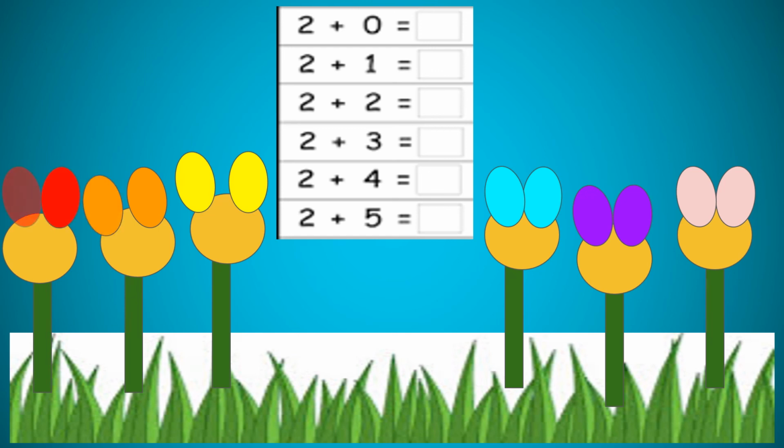Let's count to make sure we have 2 on each flower. Let's start with the red. How many red? 1, 2. How many orange? 1, 2. How many yellow? 1, 2. How many blue? 1, 2. How many purple? 1, 2. How many pink? 1, 2.